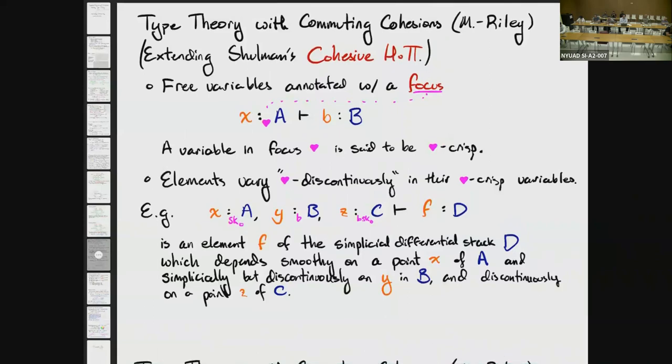Whereas this one here depends on the flat of B. So it depends only on the simplicial structure of B, but not its spatial structure. So it's discontinuous in that variable. And this one is both. In this case, it's literally just the underlying homotopy type of points of the simplicial stack C. Z ranges over that. You can think about it that way.